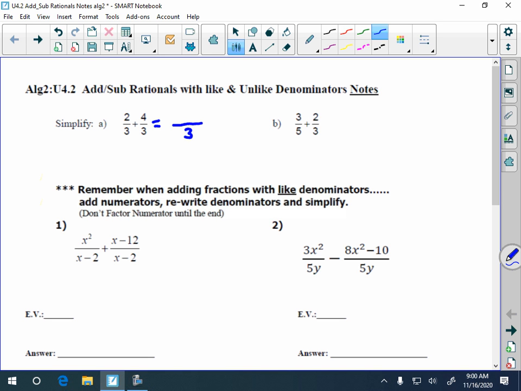So 2 plus 4, we can add those together, that's 6. So now that we've turned it from two fractions to one fraction, we can try to simplify. So 6/3, we can simplify that, and that simplifies down to 2.